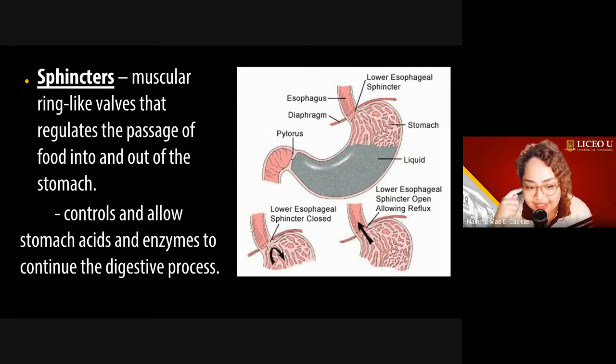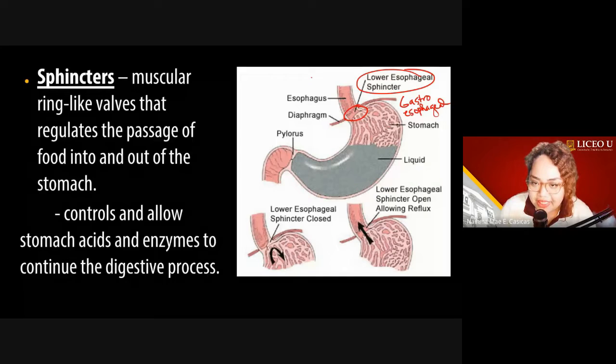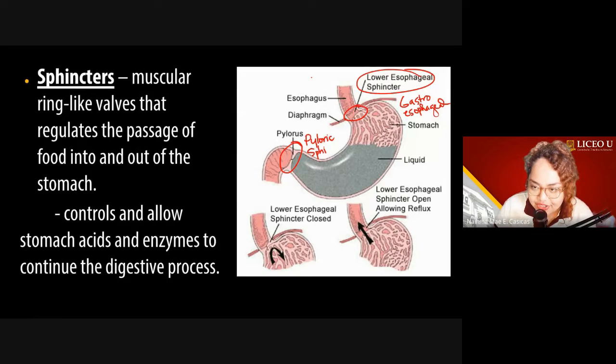But this kind of sphincter is the one found in the stomach. You have two sphincters in the stomach. You have your lower esophageal sphincter, which connects the esophagus and your stomach. And then on the other end of the stomach, the pyloric sphincter, which basically is the opening between your stomach and your duodenum, the first segment of your small intestines. Okay? So those are the sphincters of your stomach.